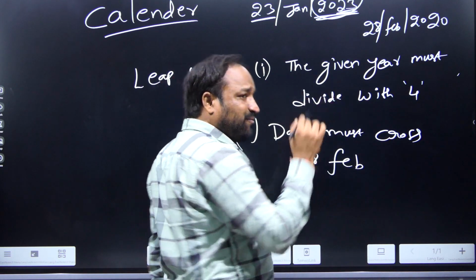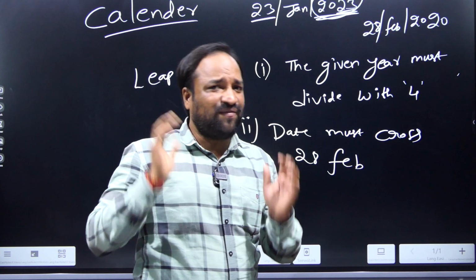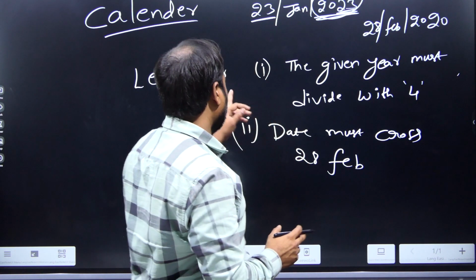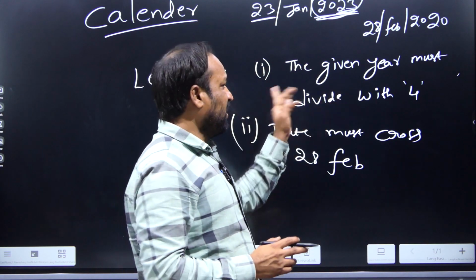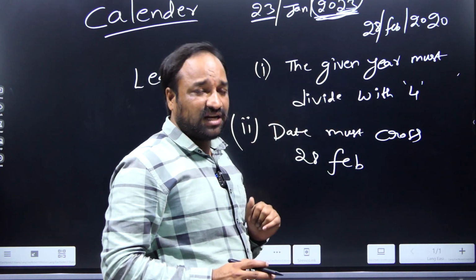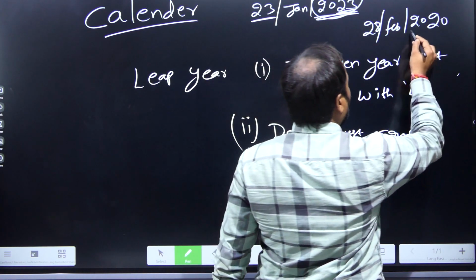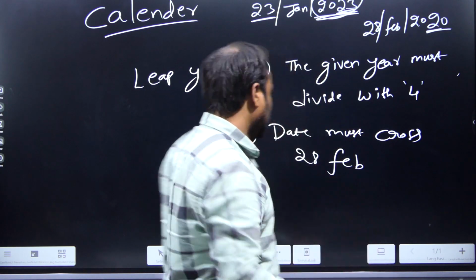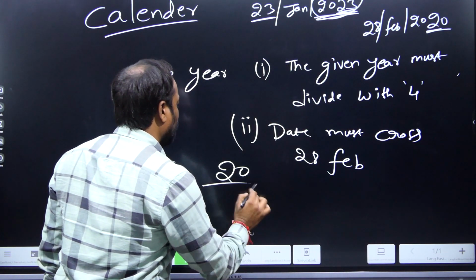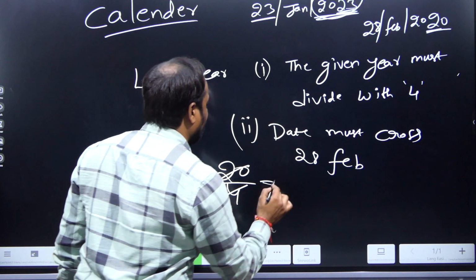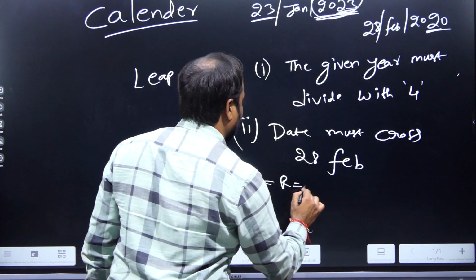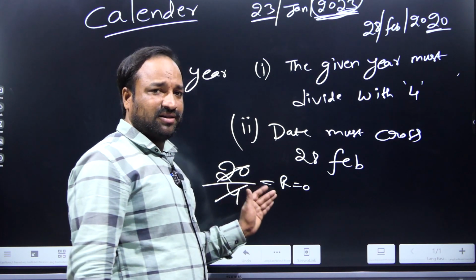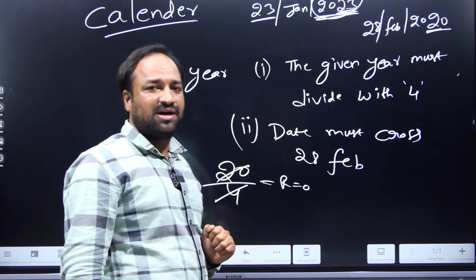So now I am focusing only on the number of leap years. What is the first condition? The given year should be exactly divisible by 4. What is the given year? 2020. In that 2020, we have to consider only the last 2 digits. The last 2 digits are 20. 20 is exactly divisible and there is no remainder. So the first condition is satisfied: the given year is exactly divisible by 4.